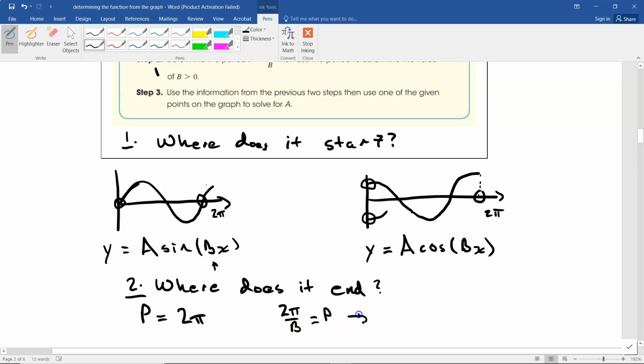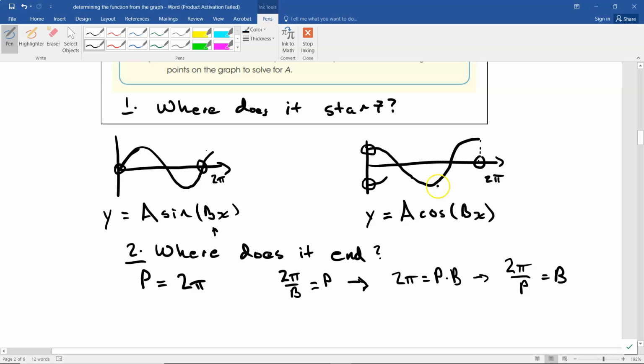So we can rewrite this formula in order to see how we can get b from the period. What we can do is multiply b over to get the period times b, and then we can divide by our period to get 2 pi divided by p is equal to b. So when you answer the question, where does it end, you'll find this period and you'll be able to solve for your b, which you're going to plug into your function. So in this case, where the period is 2 pi, we're going to get b is equal to 2 pi divided by 2 pi, which is equal to 1.